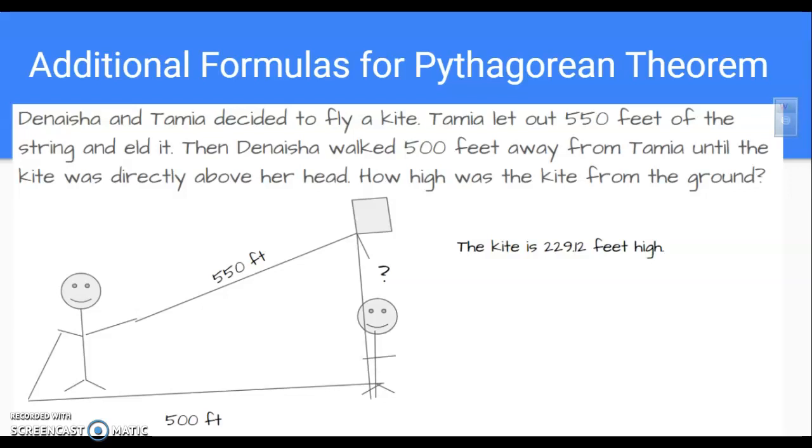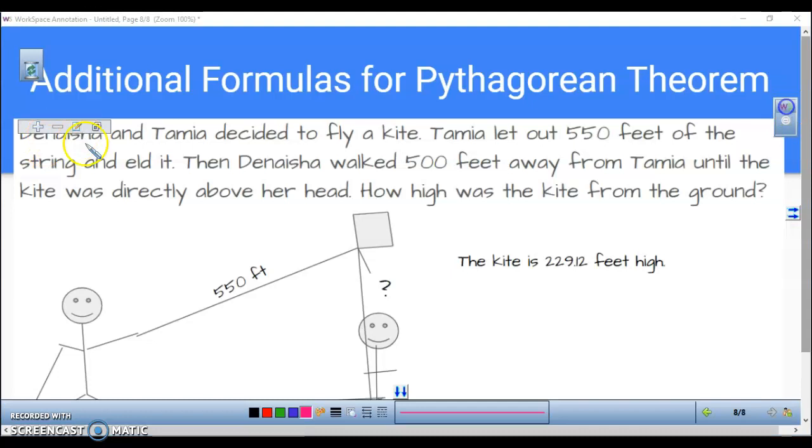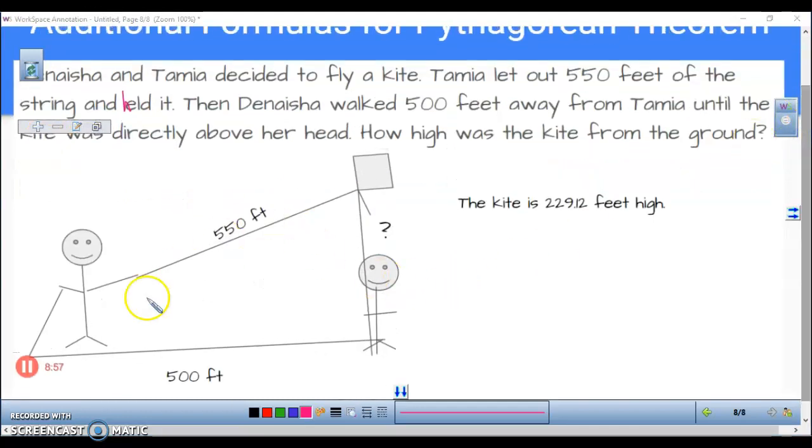How high was the kite? Now, if you notice, she already has her example, and she already has the answer here. This should be H, height. There we go. But if I rewrote the Pythagorean theorem, if I rewrote the equation, this is the square root of c squared, so that's 550 squared, minus my leg length.